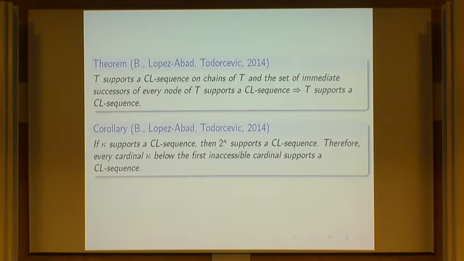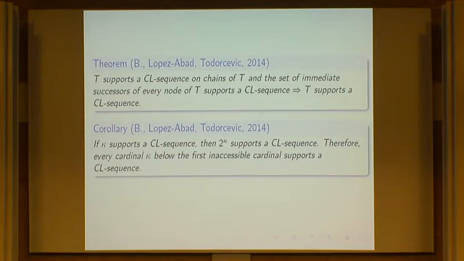And yeah, okay, so here I stated the theorem again. So now I can pass from families on chains on a tree, which can easily be constructed by CL sequences on the height of them, and families on immediate successors, to CL sequences on the whole tree. And this is how we get the CL sequences below the first inaccessible.